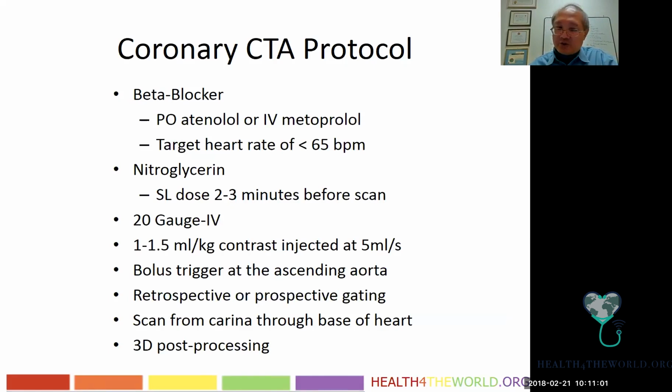Either we're going to do the retrospective gating or prospective gating, depending on how stable the patient's heart rate may be. We'll scan from the carina, that is, from the anterior skull. We can see the airway, the trachea bifurcation at the carina. From that point, we'll scan through the base of the heart. Again, we generate hundreds of images. At this point, we use 3D post-processing to tease out the coronary arteries, to look at them carefully for cross-sections of stenosis, as well as abnormal longitudinal course.